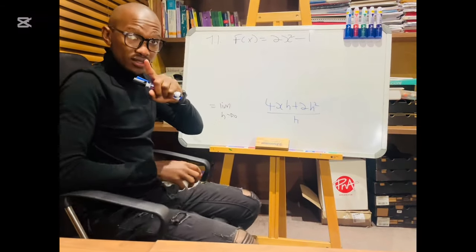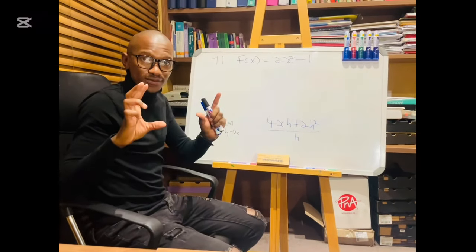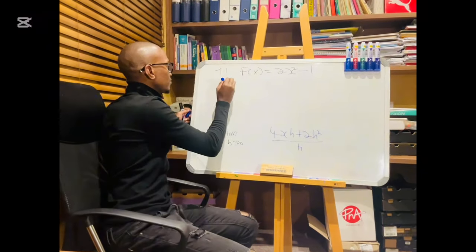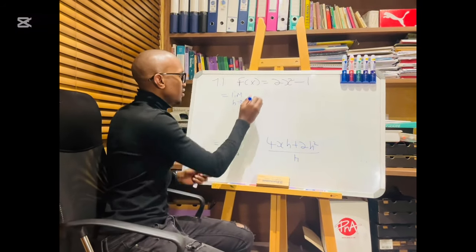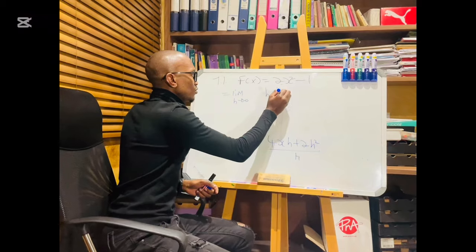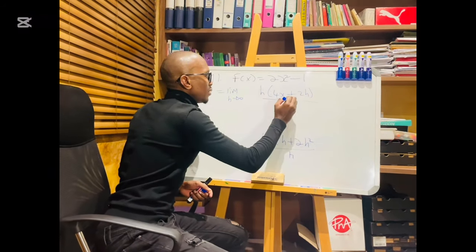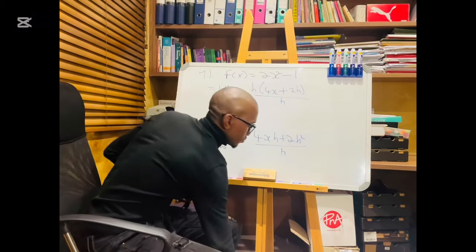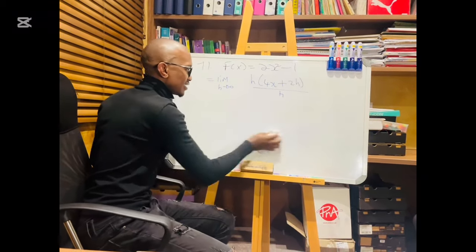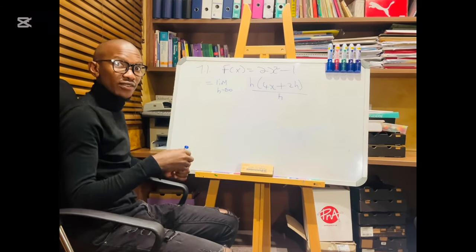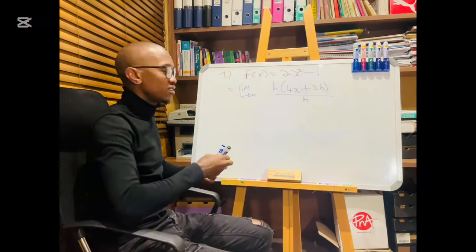If you still recall, guys, I got the answer for this one using the short method. So let's check. The limit as h approaches 0 of this, I'm going to have h times 4x plus 2h, all divided by h. Someone is getting an answer. Someone is starting to get excited now because they see some light.